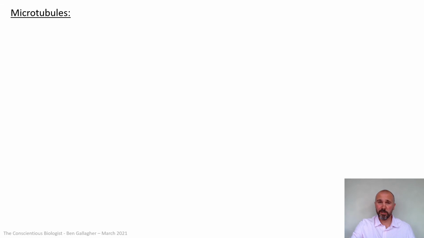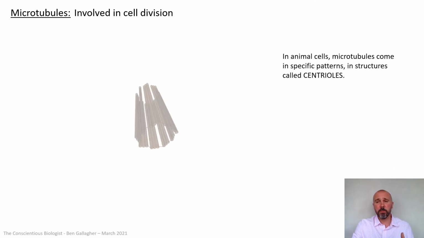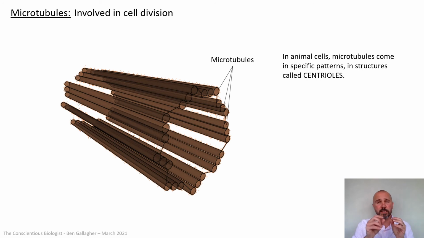There's only a couple more to go, don't worry too much. Microtubules. Now, microtubules are involved in cell division. I'm hoping this will link up to something that you learnt at GCSE, but in animal cells, microtubules come in specific patterns in structures called centrioles. Centrioles might ring a bell from your GCSEs. When I say specific patterns, if you look at this, the microtubules are arranged in rows of 3, and the rows of 3 all set themselves off around in a circle to make a tube of microtubules. So they look like this one.